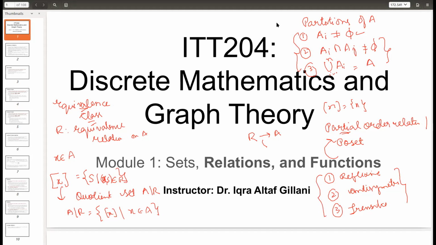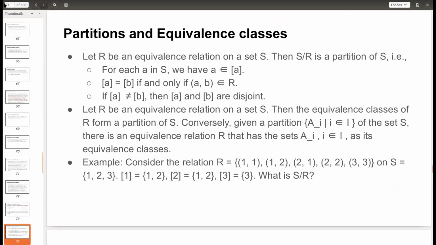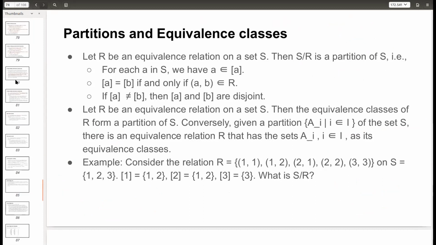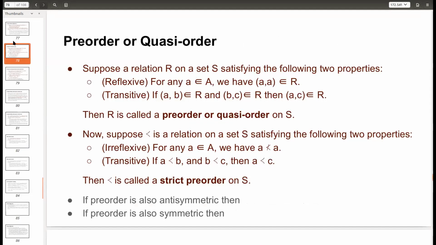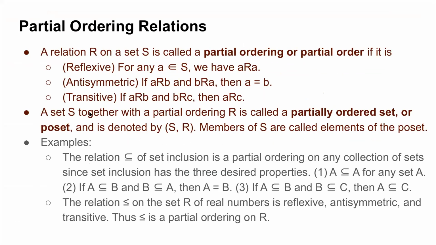Okay, so let us start. This is your partial ordering relation. A partial order is one which is reflexive, antisymmetric, and transitive. We discussed less than or equal to and subset. All of them are partial orders.